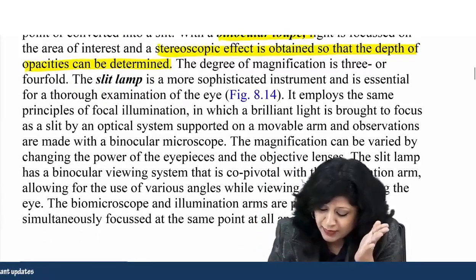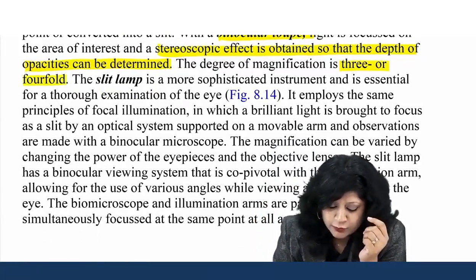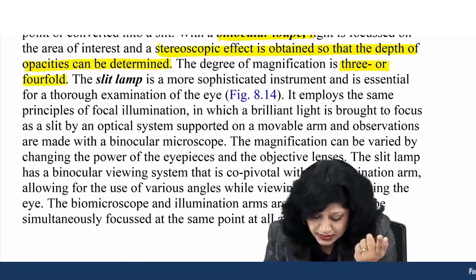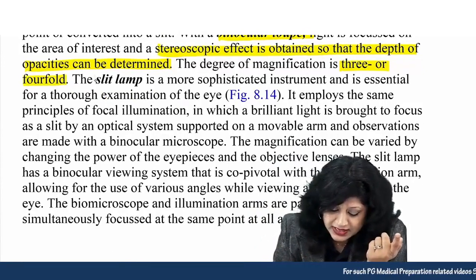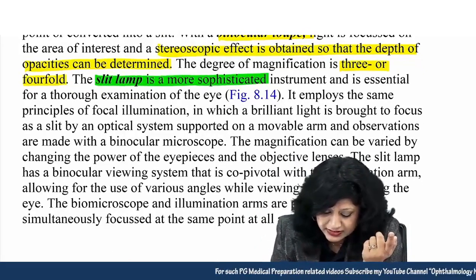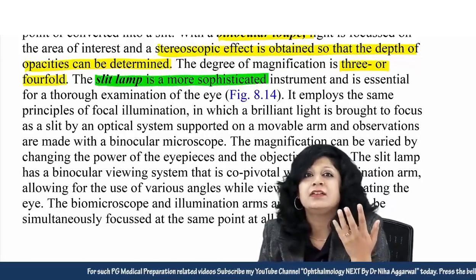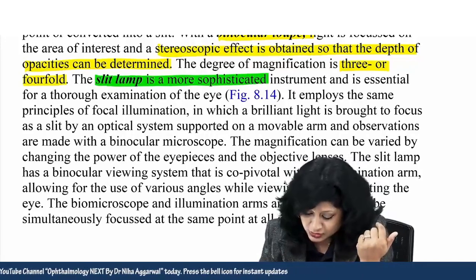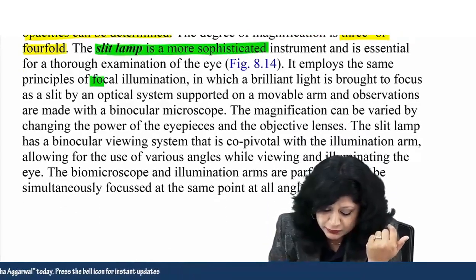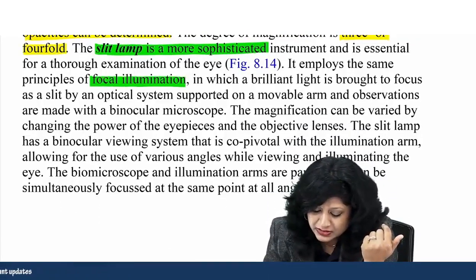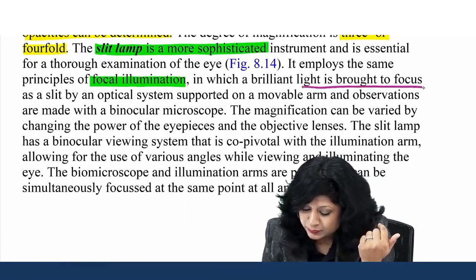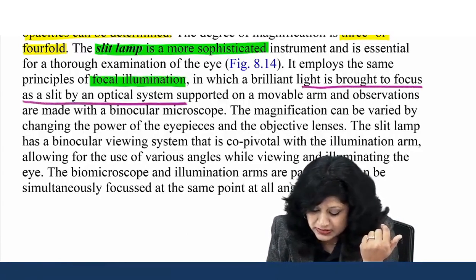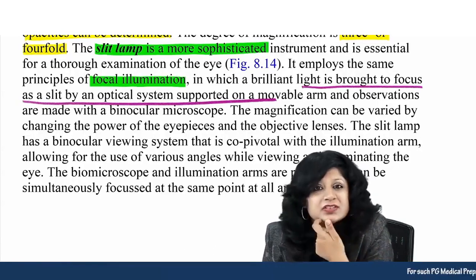So the degree of magnification is 3 or 4-fold in cases of the loops. Now the better one is our slit lamp, a more sophisticated instrument, and I think it is the very basic tool for your eye examination. It employs the same principles of focal illumination. A brilliant bright light is brought to focus as a slit by an optical system, and observations have to be made.